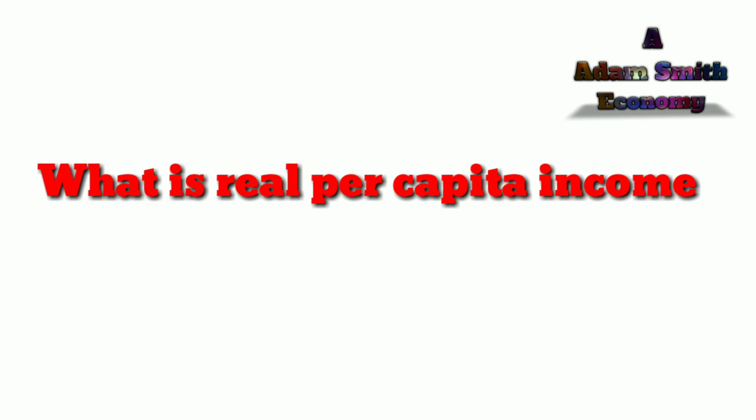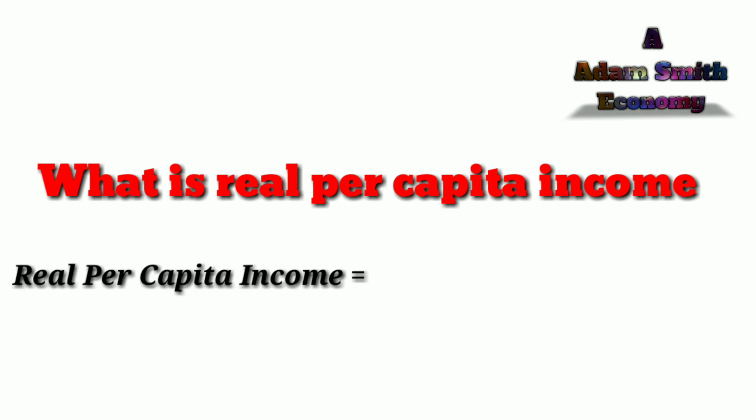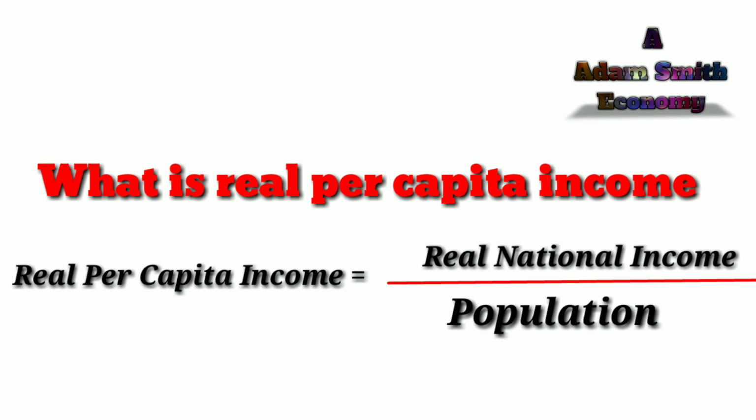The per capita income will also be measured at constant prices so as to obtain real per capita income. By dividing real national income in a particular year by population of that year, we will get real per capita income for that year. Real per capita income is real national income by population.